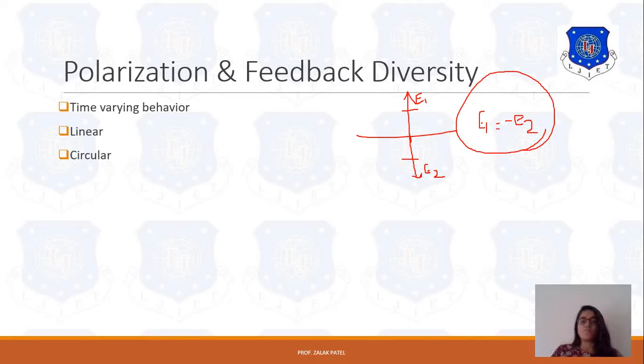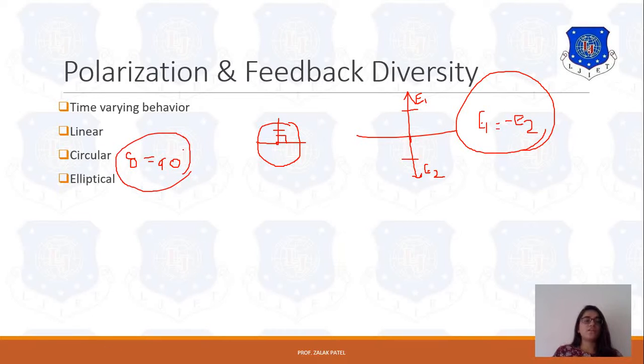In the case of circular polarization, in a circle, if we take the amplitude from the center to any point, then the amplitude is equal. So we can say that the amplitude for any point is equal in a circle, but the phase difference is 90 degrees. So in the circular case, we can say that delta is equal to 90 degrees and the magnitude is equal. So this is the case of circular polarization.